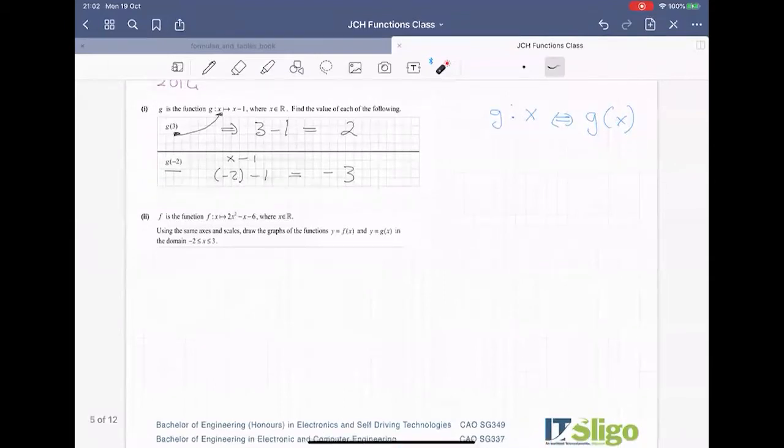And then part 2 of that 2014 question gave you a function 2x squared minus x minus 6. Using the same axes and scales, draw the graphs of the functions y equals f of x and y equals g of x in the domain minus 2 to 3. So the first thing we need to do is build up our tables.